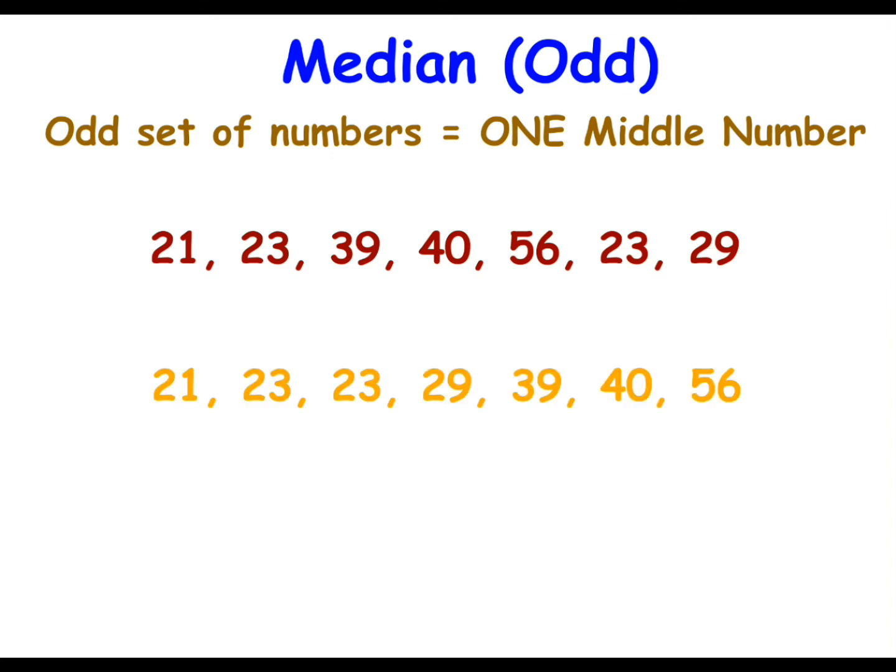And once you've sorted it numerically, there are various ways to find the middle. You can knock them off from each end, so one at each end, another one at each end, another one at each end, and that leaves you with 29. And that's probably the easiest way to find it.